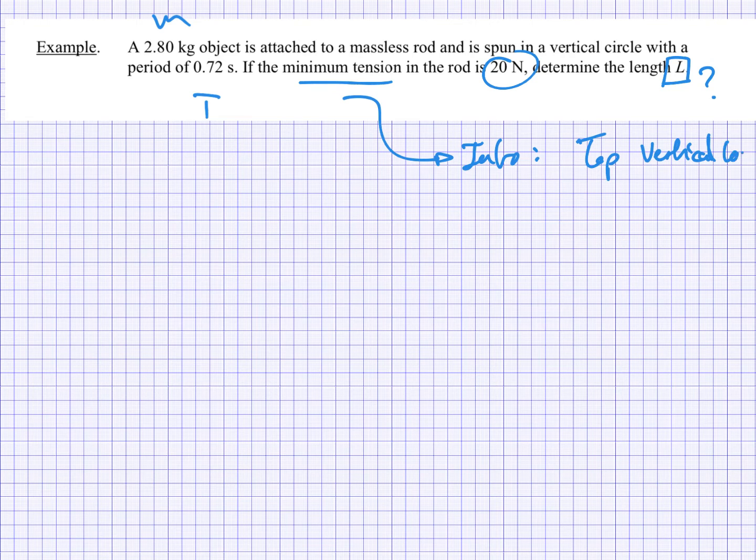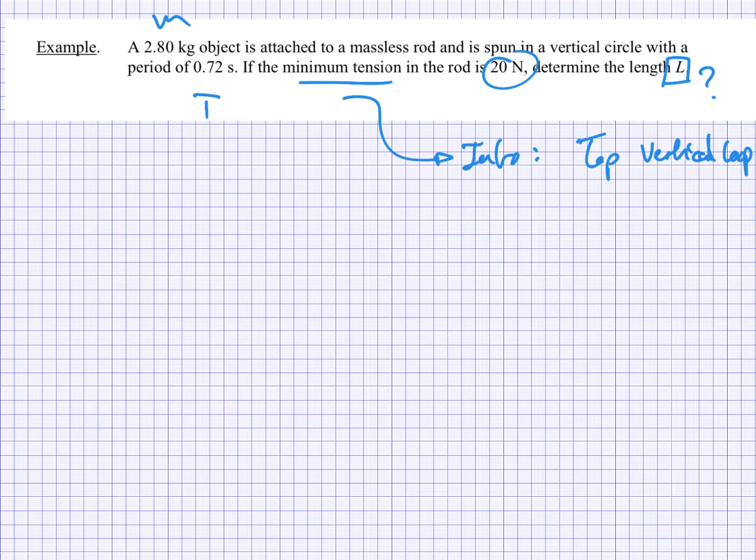A 2.8 kilogram object is attached to a massless rod and spun in a vertical circle. Given the period, we need to know the minimum tension. We're given the minimum tension to be 20, and we need to know L, the length. So we've got period, we've got mass, and we're told minimum tension. This minimum tension is actually telling us information. It's saying that it must be at the top of a vertical loop.